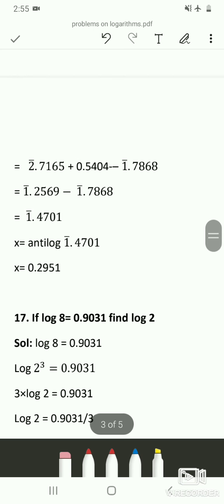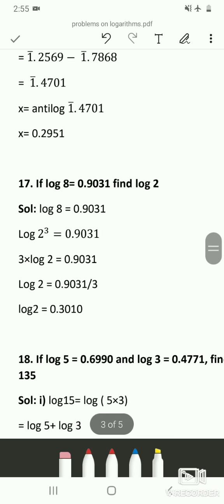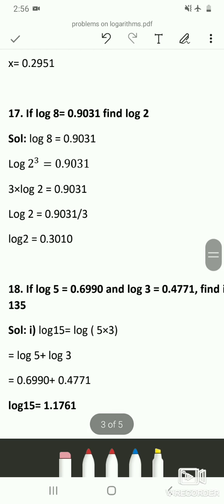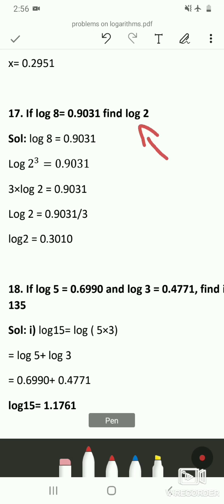So now let's see another set of examples. These type of examples may be asked for 2 marks. So this is a simple problem. The question is, if log 8 is equal to 0.9031, then find log 2. So here you have to use even the concept of indices. So they have given log 8 value. You have to find out log 2 value.